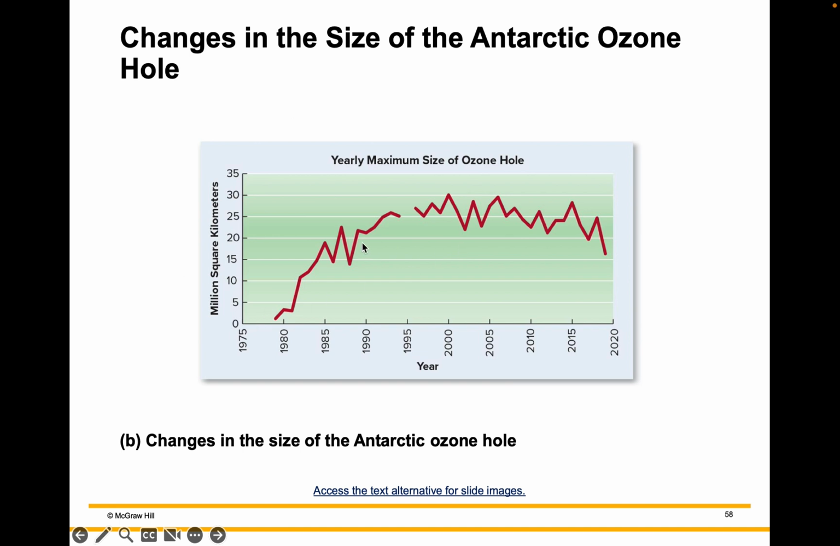And you can look at this graph here. It shows the change in the size of the Antarctic ozone hole over time. So starting in 1980, and then following it through time up to 2020. And there's even some hope that this downward trend from 2015 is real and that the size of the ozone hole is actually shrinking. But time will tell.